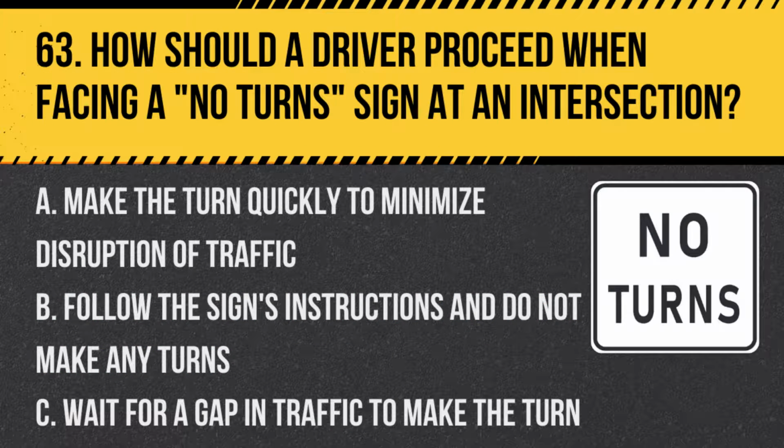Question 63. How should a driver proceed when facing a no-turn sign at an intersection? A. Make the turn quickly to minimize disruption of traffic. B. Follow the sign's instructions and do not make any turns. C. Wait for a gap in traffic to make the turn. Answer: B. Follow the sign's instructions and do not make any turns. No-turn signs are placed for safety and traffic flow purposes, and their instructions should be followed.